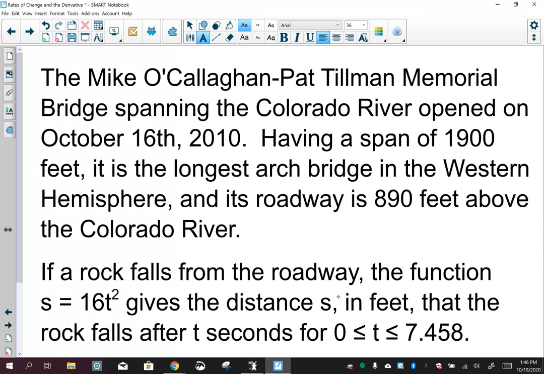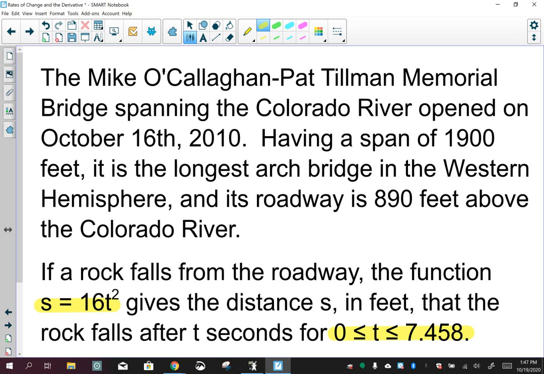That gives a distance s in feet that the rock falls after t seconds, for t from 0 to 7.458 seconds. So there are a couple of things you need to take note of here. First, you have your function. Second, as soon as the rock starts falling, it takes that long until it hits the ground.